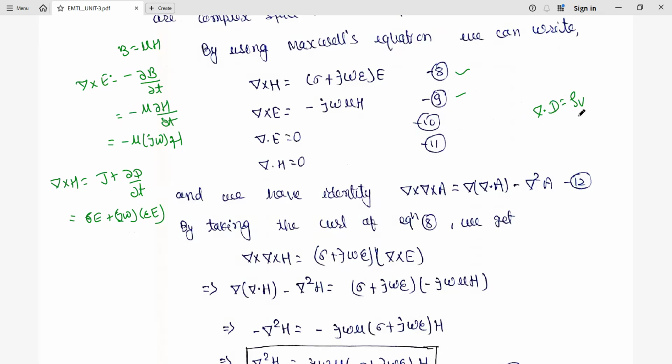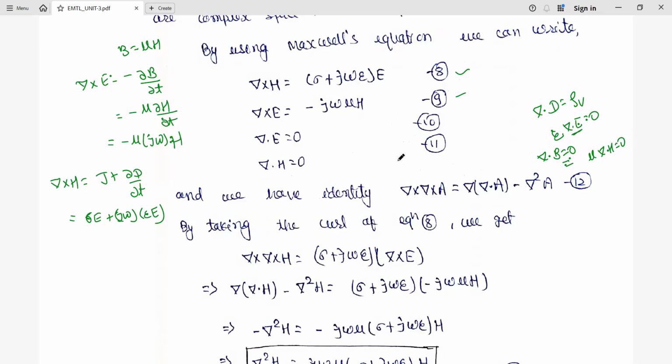So now here we are considering that inside the conductor the charge density is 0. All charge is going to appear on the surface. So finally it can be written as epsilon into del dot E equal to 0. So that's why we have del dot E equal to 0. And already we have del dot B equal to 0, and B is what? Mu H. So finally it will become mu into del dot H equal to 0. So like this we are able to get the equation numbers 8, 9, 10 and 11.